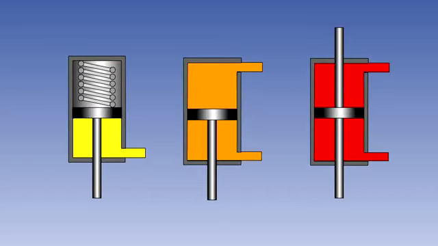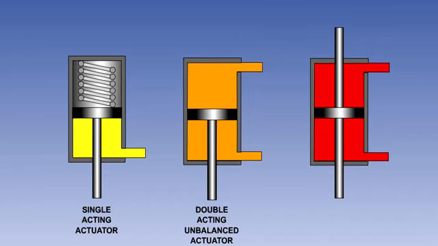Three types of actuator are used for different purposes in an aircraft system. They are single-acting, double-acting unbalanced, and double-acting balanced.